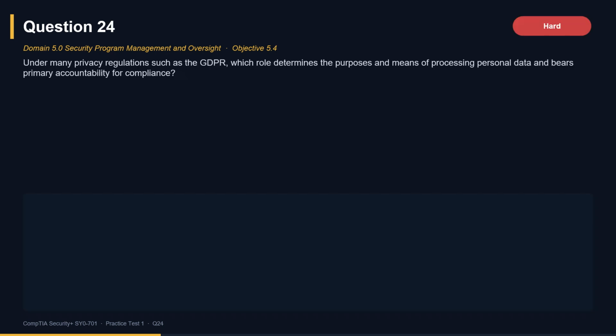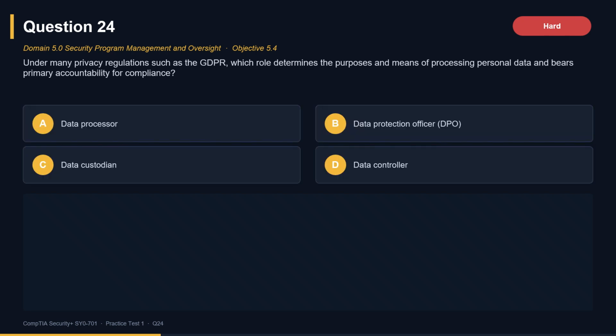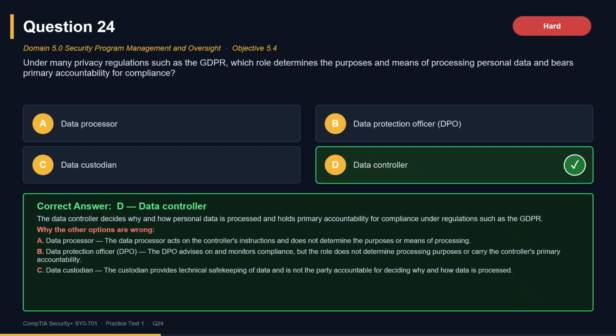Question 24. Under many privacy regulations, such as the GDPR, which role determines the purposes and means of processing personal data and bears primary accountability for compliance? The correct answer is D, data controller. The data controller decides why and how personal data is processed and holds primary accountability for compliance under regulations such as the GDPR. Now, why the other options are wrong?